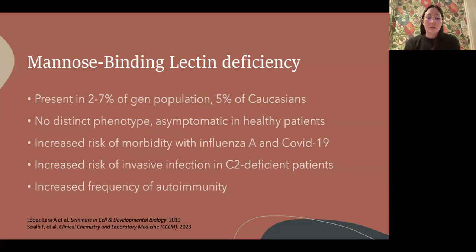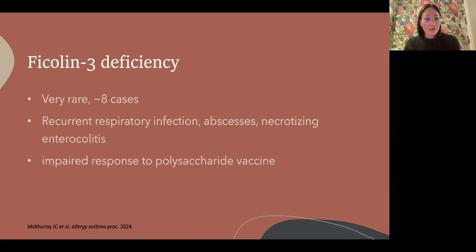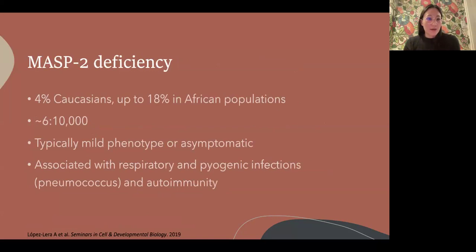And earlier we talked about the C2 bypass, and one of the bypass mechanisms for C2 is MBL. So if you've got low MBL and low C2, I imagine that you would be at increased risk of an invasive infection. And then these patients also can have autoimmunity. Ficolin 3 deficiency is very rare. You may have an impaired response to polysaccharide vaccines in this deficiency. And then MASP-2 deficiency is also pretty prevalent in certain populations and can have a mild phenotype, and probably this is due to the redundancies in the complement system.